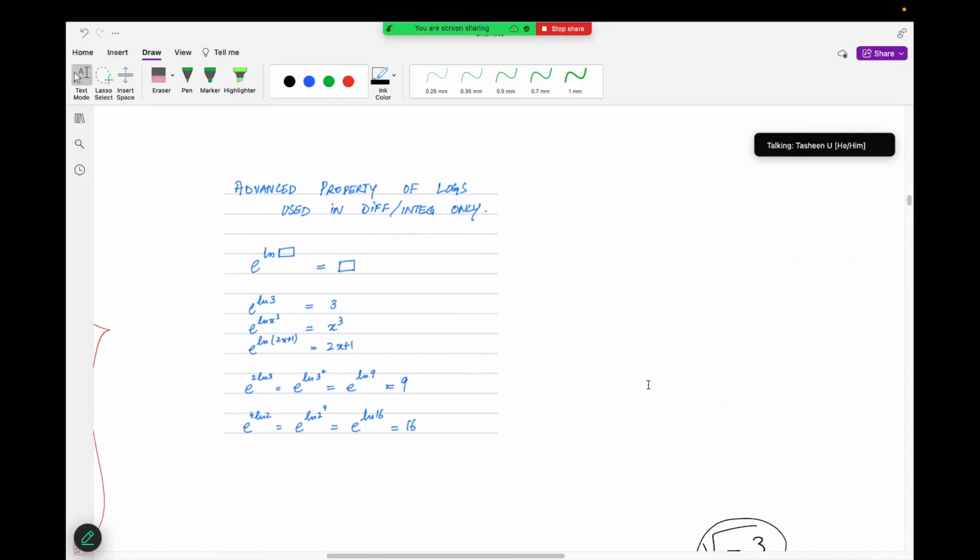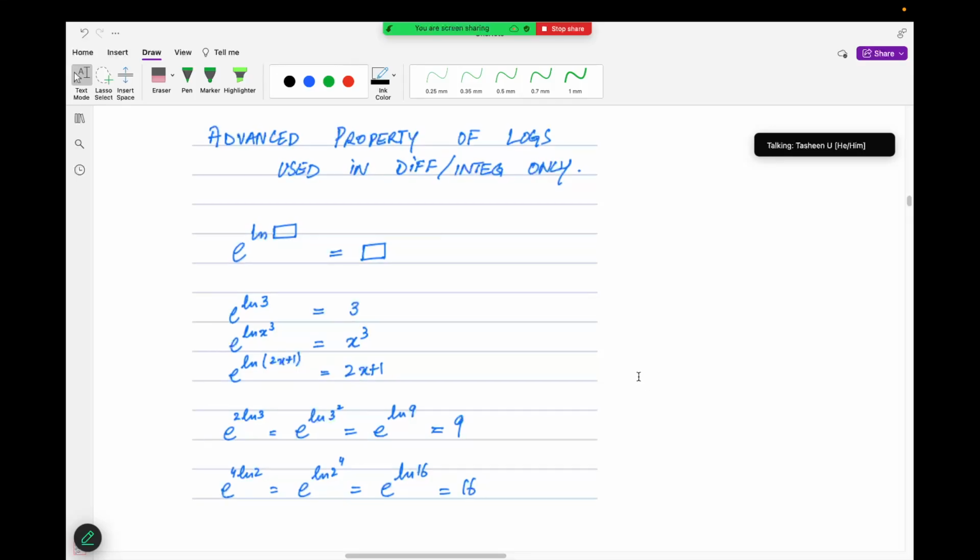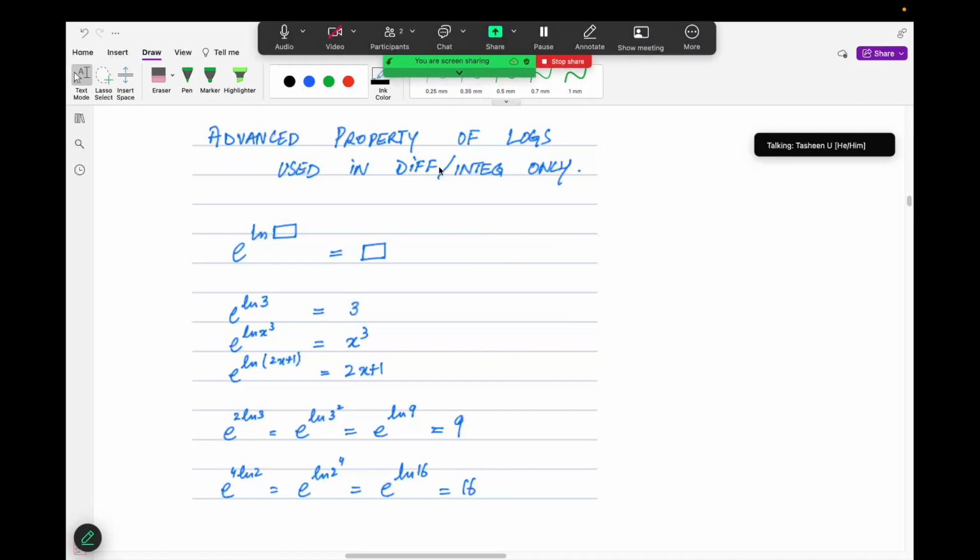And this is an advanced property of logarithm which is used in differentiation and integration only. I am giving you some spoiler of that topic. Even though it's not necessary at the moment, it would be required in differentiation and integration.